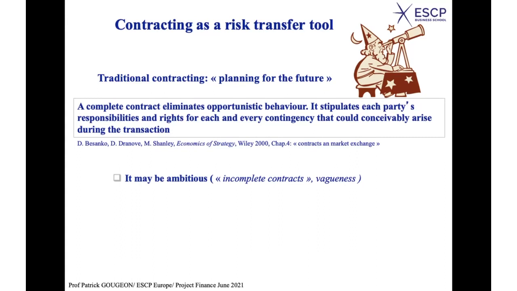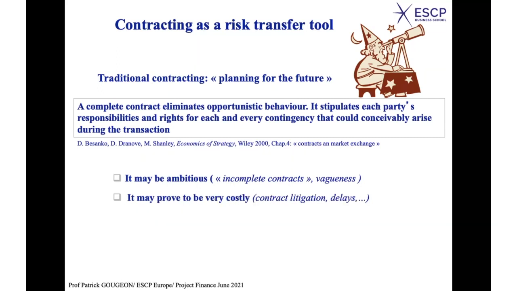Okay, in the end, it may prove very costly because you have contract litigation and delays, which are very important. You know, the cost of a run very often comes from this. The fact that contracts are not complete, they are vague, and sometimes you have huge delays due to the fact that there is a disagreement between parties. Okay? Contract litigation and delay. It may prove very costly. It may also reflect unfair practices.